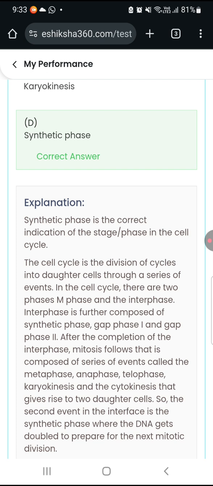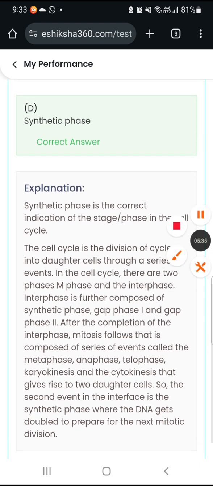After the completion of the interphase, mitosis follows, which is composed of a series of events called prophase, metaphase, anaphase, telophase, karyokinesis, and cytokinesis that gives rise to two daughter cells. So the second event in the interphase is the synthetic phase, where the DNA gets doubled to prepare for the next mitotic division.